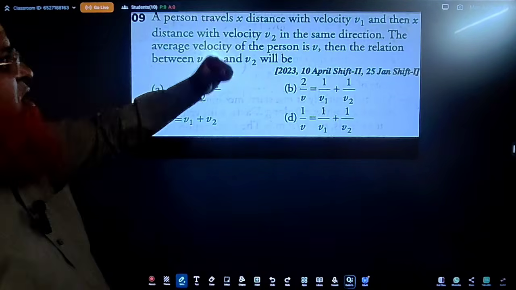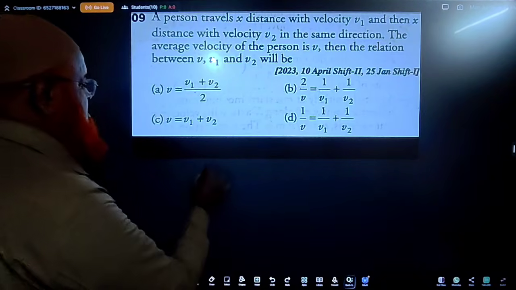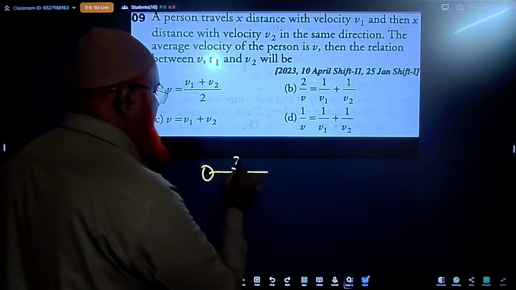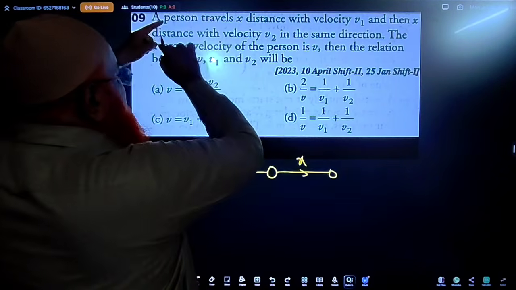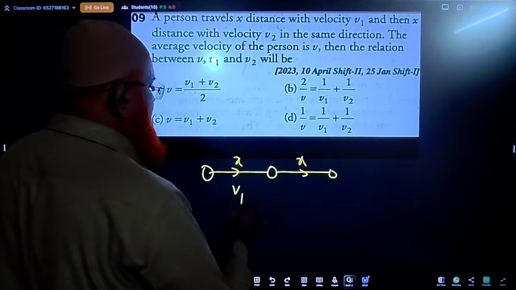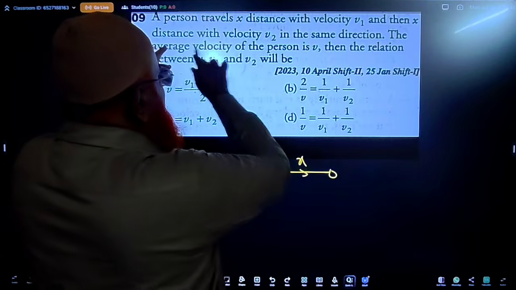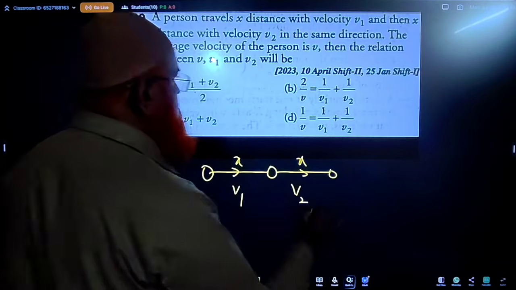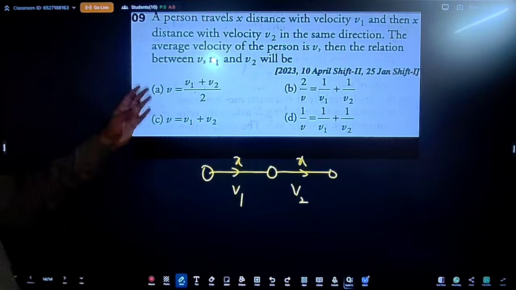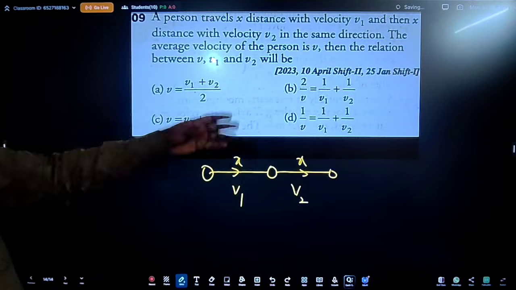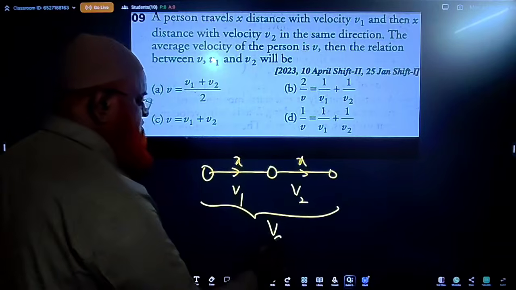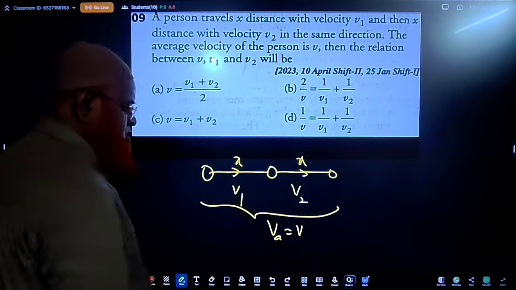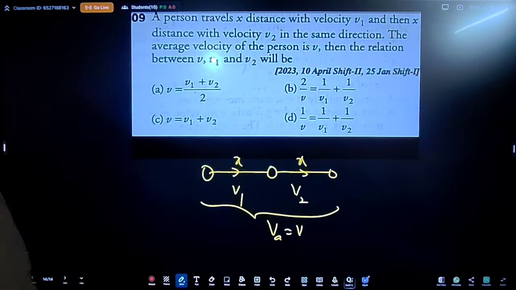So how do you solve this problem? A person travels x distance with a speed v1 and the next x distance with a speed v2. Then what is the relation between V1 and V2? Average velocity is given as V here. So how to solve this problem?